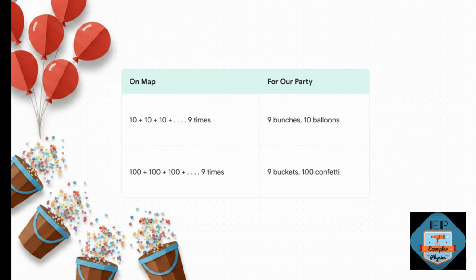Instead of writing out the number 10 nine whole times, the map just saves space. So 10 plus 10, 9 times actually means we have 9 giant bunches, each with 10 shiny red balloons. And 100 plus 100, 9 times, that means we have 9 big buckets, and every single bucket is filled with 100 pieces of sparkling rainbow confetti.